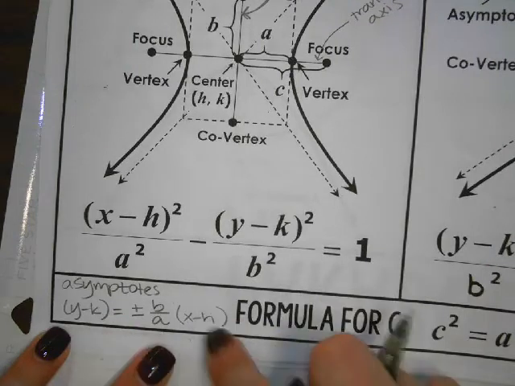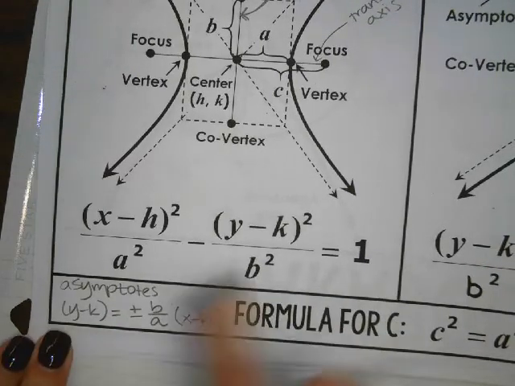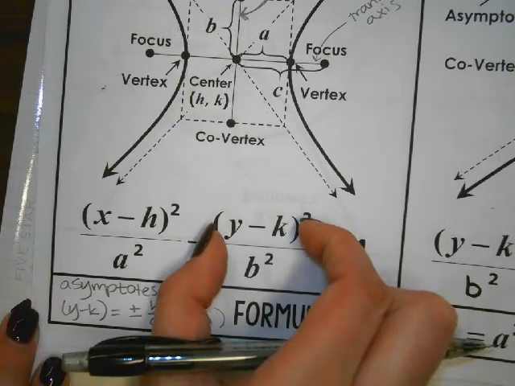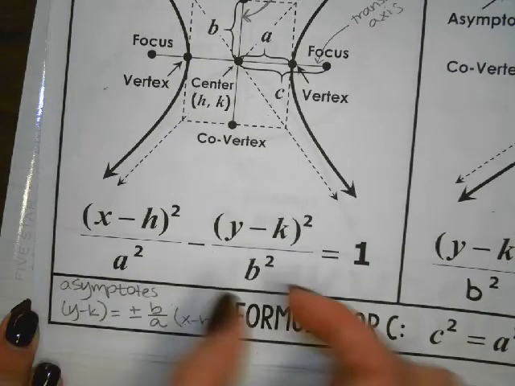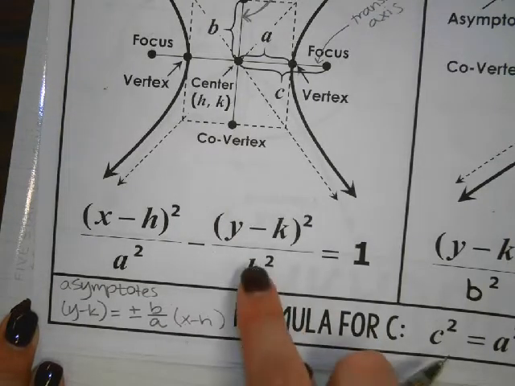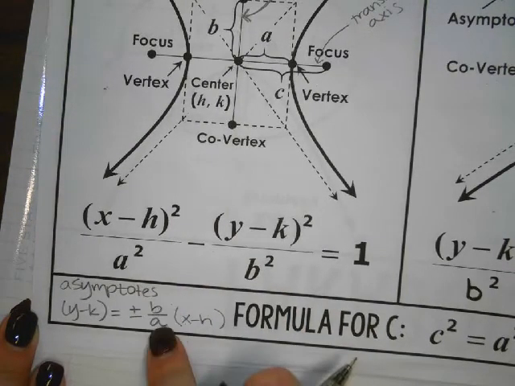So the reason I wrote the asymptote like this is because y minus k comes directly from the equation. So what it means is you can take that set of parentheses and just stick it right here. You can take this set of parentheses and just stick it right here, and then you just have to square root these two numbers and divide them, right?